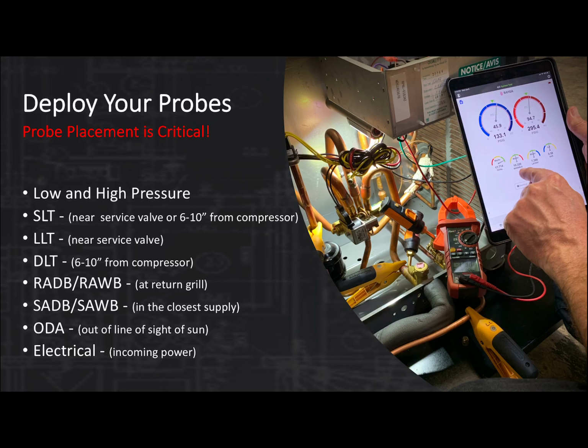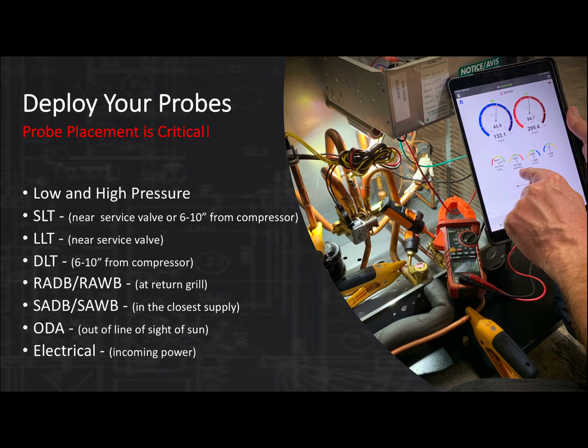Discharge line is sort of optional, but I measure it whenever I can because it's just so important to get a discharge line temperature. It tells us a lot about if the system's flooding or if we're running excessive discharge temperatures and could damage the compressor. Return air, dry bulb and wet bulb, we can measure at the filter grill. Supply air, dry bulb and wet bulb, always put it in the closest supply register, and I'll show you that in a slide going forward here, but it needs to go in the supply.